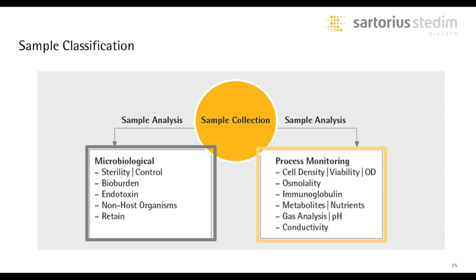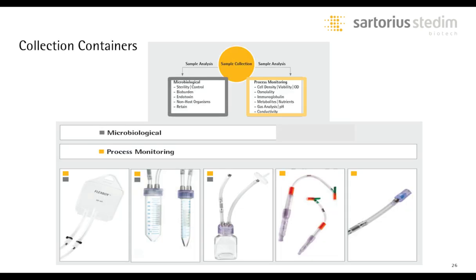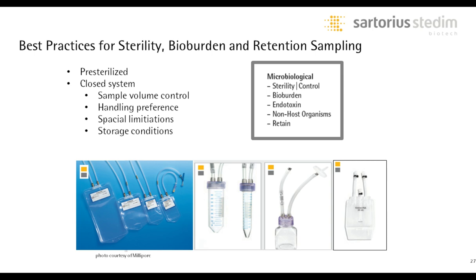With microbiological and process monitoring buckets in mind, we can then look at the various types of sampling containers for their suitability for each. So microbiological samples must be taken into a closed system, like a bag, bottle, or a tube, in order to maintain their integrity. Process monitoring samples, on the other hand, because they themselves do not need to be sterile, can be taken into any one of the 5 types of collection containers that are available.